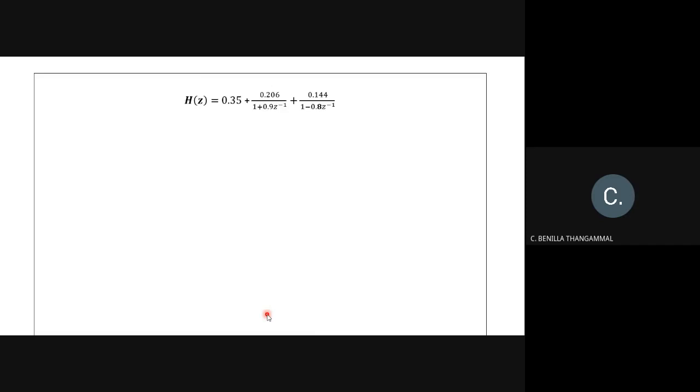Now for each and every term, I have to get the direct form and place them in parallel. First I'll get the direct form 2 of H1(z). Your numerator will be this side, your denominator will be this side. So numerator 0.206, denominator is minus 0.9, right? Then I'll get the direct form 2 of H2(z). Numerator this side and denominator this side. So minus 0.8 becomes plus 0.8. Now what is left is 0.35.